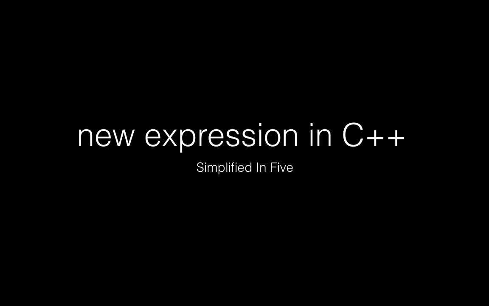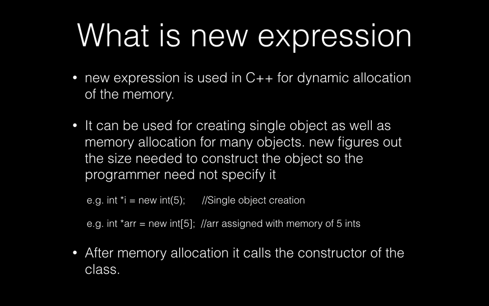Today we are going to talk about new expression in C++. So let's first see what is a new expression. New expression is basically used in C++ for dynamic allocation of the memory, and it can be used for creating a single object as well as multiple objects, and memory allocation for many objects also.